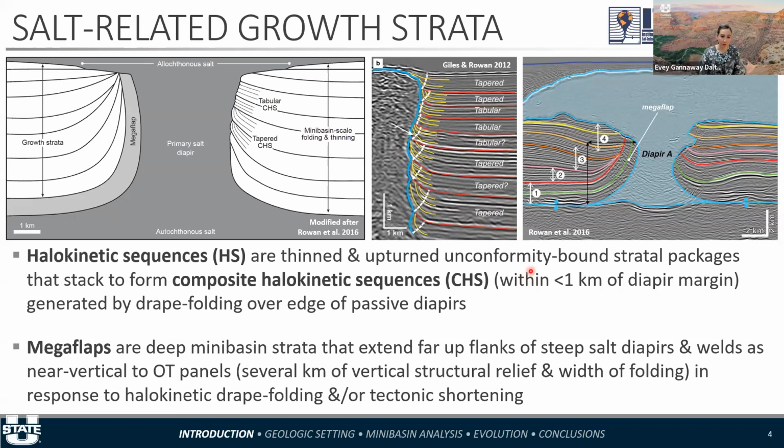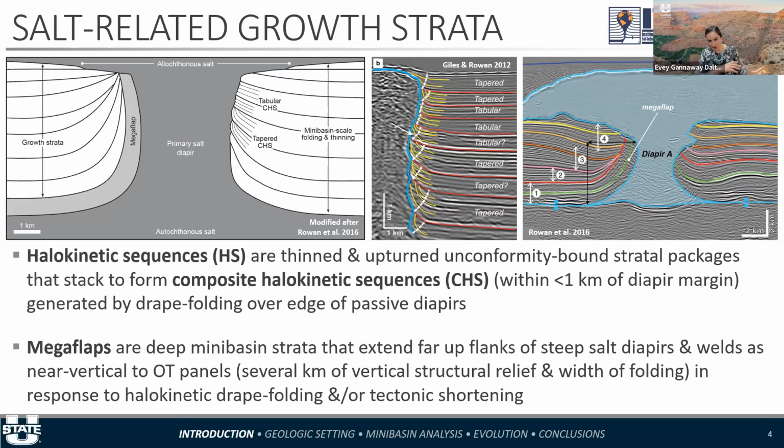So we have at the smaller scale our halokinetic sequences, those near-diapir, unconformity-bound stratal packages that thin and are upturned within something less than a kilometer of the salt-sediment interface. And these are forming in response to drape folding over the edge of a passive salt diapir, where the relative width of that folding depends basically upon the interplay of salt rise versus sediment accumulation.